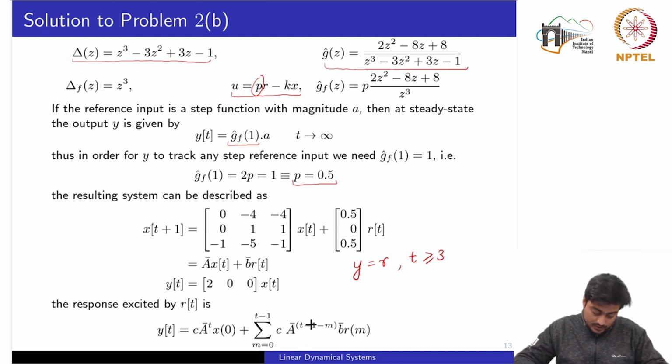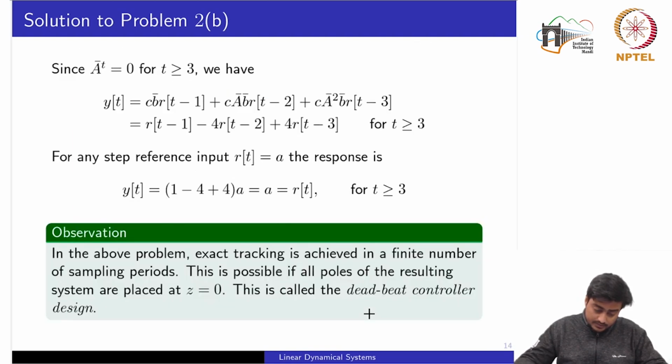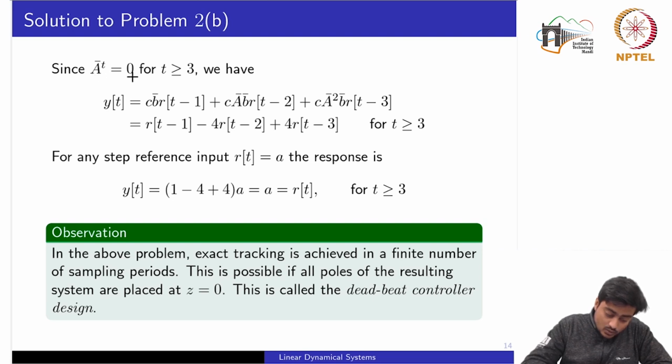So we can express the response of the closed loop system with input R by using the variation of constants formula or by using iterations for computing the powers of A. Since we know that A bar to the power t is equal to 0 for all t greater than or equal to 3, we can compute only for finite sample times, t equal to 1, 2, 3, and afterwards we know we would get A bar to the power 3 equal to 0.